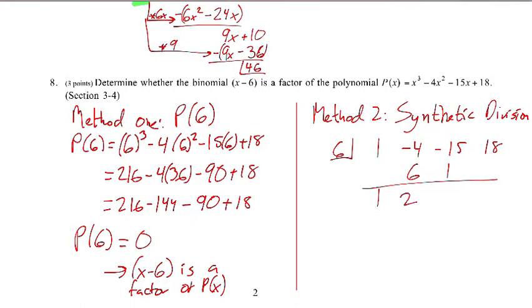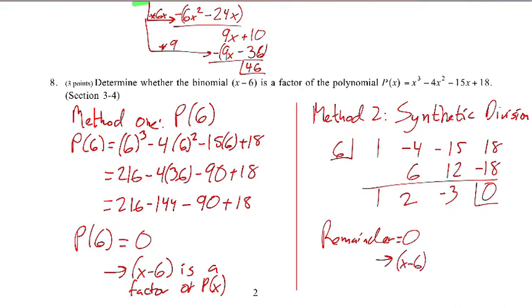Multiply by 6, we get 12. Add -15 plus 12, we get -3. Multiply that by 6, we get -18. Add those together, we get 0. Again, we got 0 as a remainder. So therefore, we have a factor. So remainder equals 0. Therefore, x minus 6 is a factor of our function p of x. Again, doesn't matter which method you use, they both work.